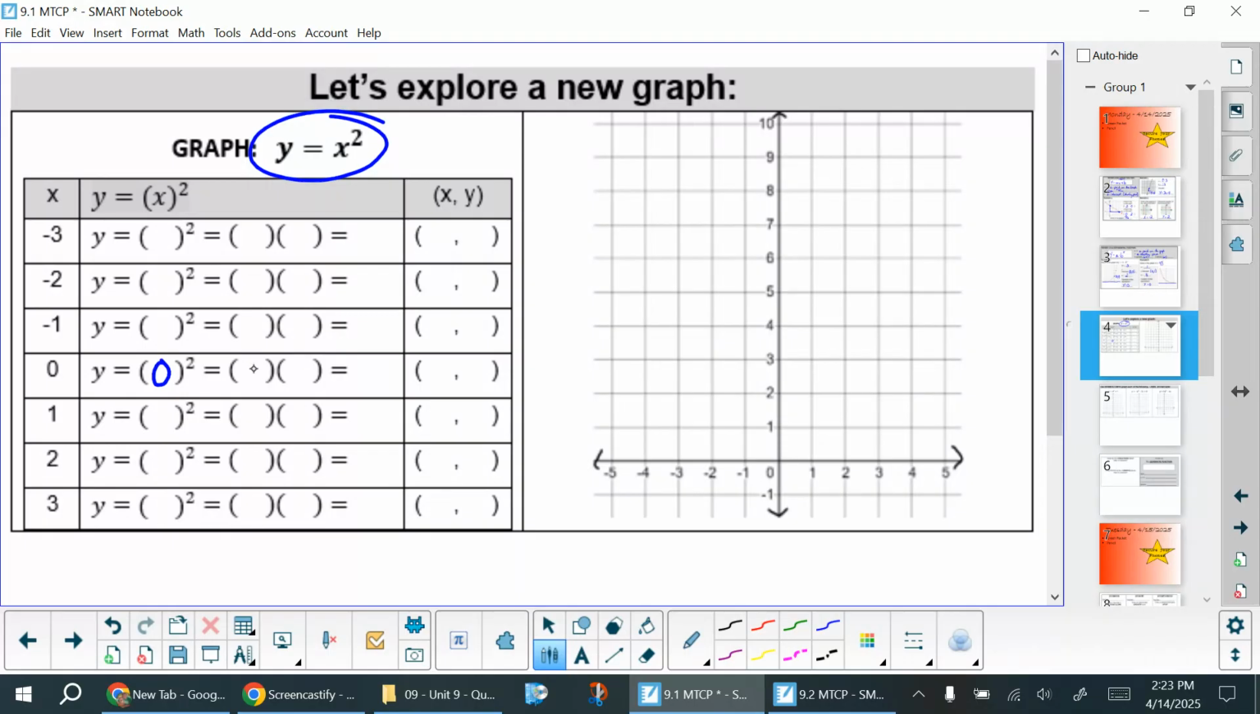0 squared means I'm taking 0 times 0, which is 0. And so my (x, y) is (0, 0). When I plug in 1, 1 squared means I'm taking 1 times 1, and 1 times 1 is 1. So I get the point (1, 1). They get more interesting, I promise. 2. I'm going to plug in 2. 2 squared means I'm taking 2 times 2, which is 4. So I get the point (2, 4).